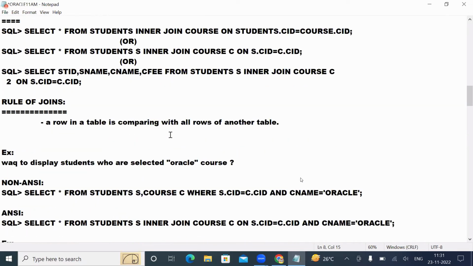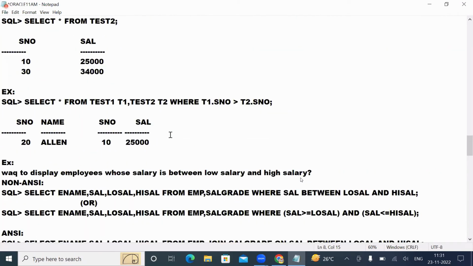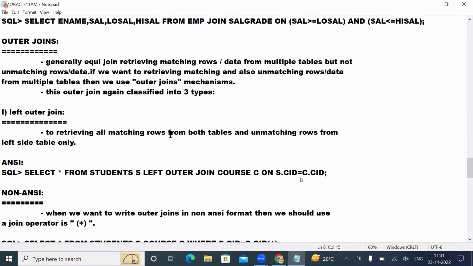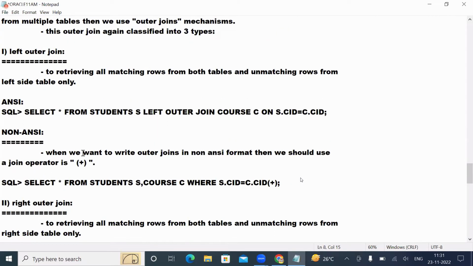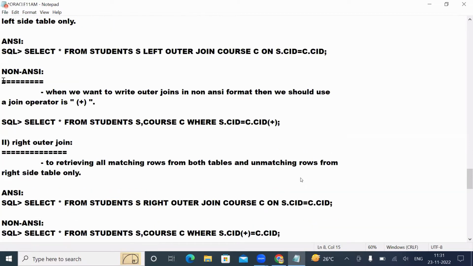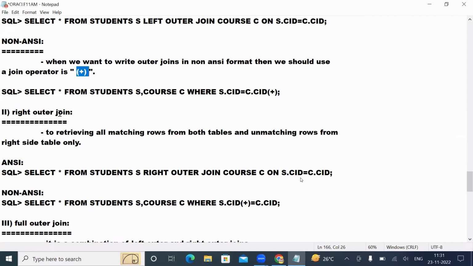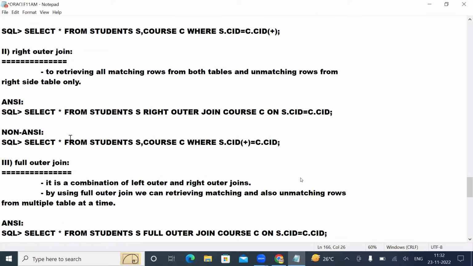So these are outer joins. If anybody asks you unfortunately in your interviews, you will be able to respond. That is our only intention, and that's why we are teaching each and everything. So in non-ANSI, this is the way I can use it, and left means right side, right means left side. You should remember that.